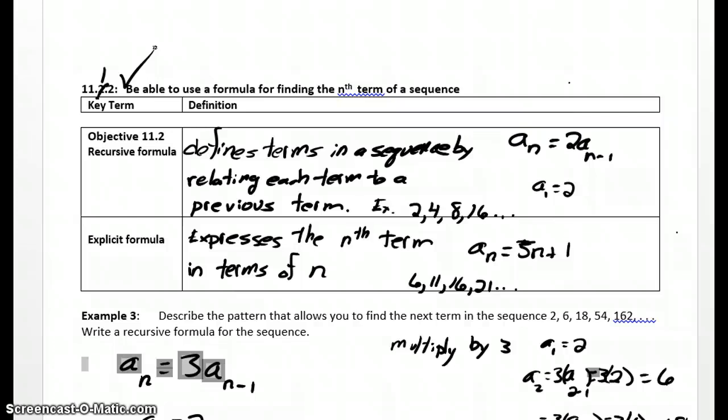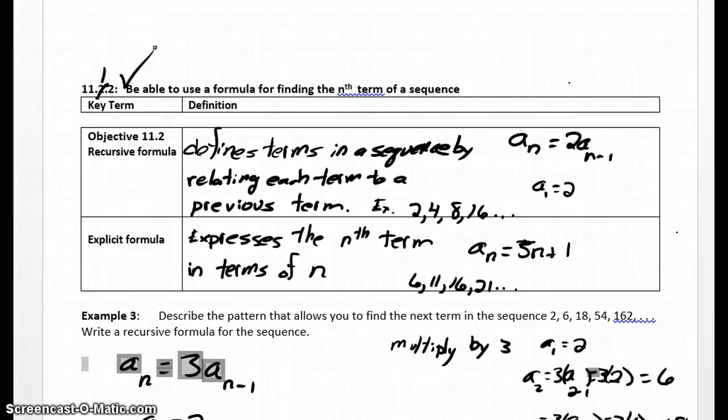The definition of a recursive formula is as follows. It defines terms in a sequence by relating each term to a previous term. So I'm relating the third and fourth term, or the seventh and eighth term, or the n and the n minus 1th term. For example, I have a sequence 2, 4, 8, 16, 32, 64, and so forth. I want to relate the two succeeding terms. And you can see that to get from one term to the next, I'm simply going to multiply by 2.